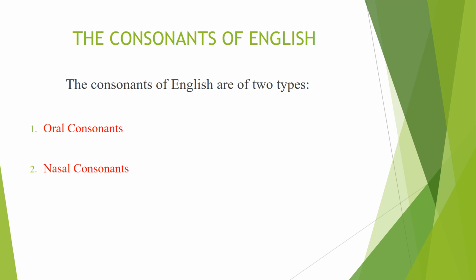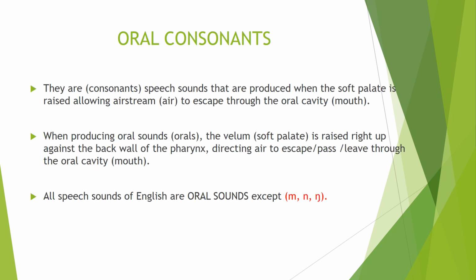Today's lesson is about the consonants of English. The consonants of English are of two types. The first type is oral consonants and the second type is nasal consonants. We will start with oral consonants first.